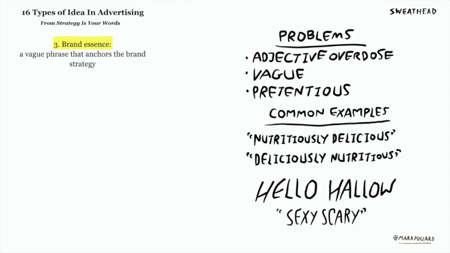Common example, if you've worked on food for any period of time, you will have come across brand essences like this: nutritiously delicious or deliciously nutritious. They're always like that. For Hello Halo, if I were to use a brand essence, I'm going to use sexy scary. Sexy scary. I don't know. That's where we are. They're useful, sort of.